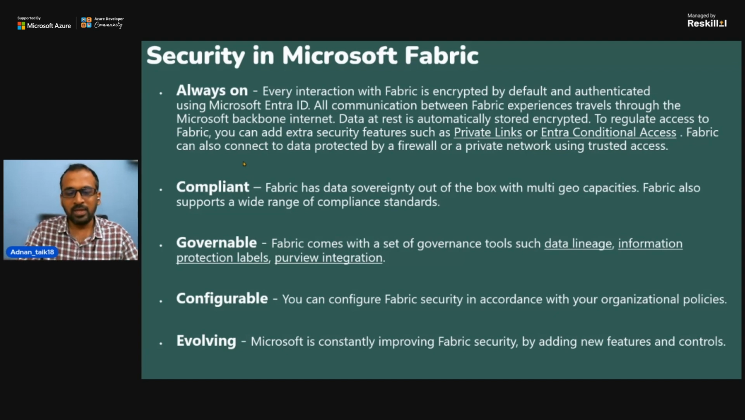And governance: Fabric comes with a set of governance tools, such as data lineage, where we can look at how the data is flowing from one direction to another. We can also have information protection labels for each and every item, so that if you want to export the data outside of Fabric, the protection information follows it. And we can also integrate with Microsoft Purview to get more insights into our data security.